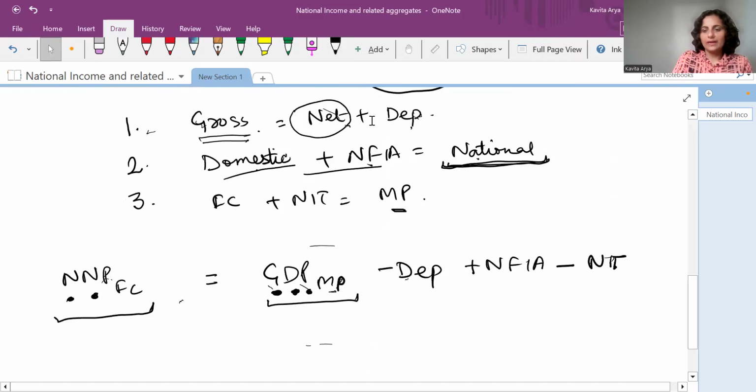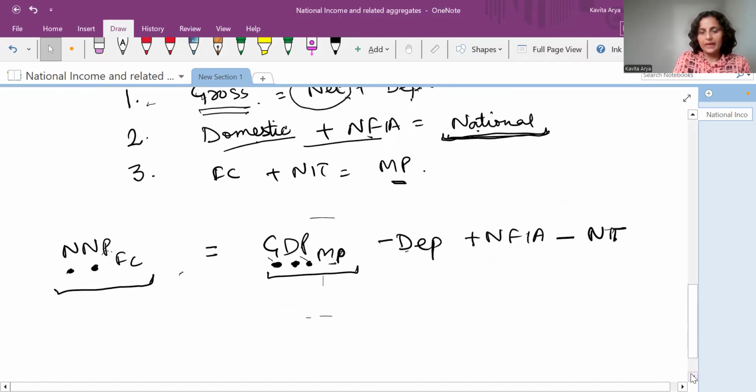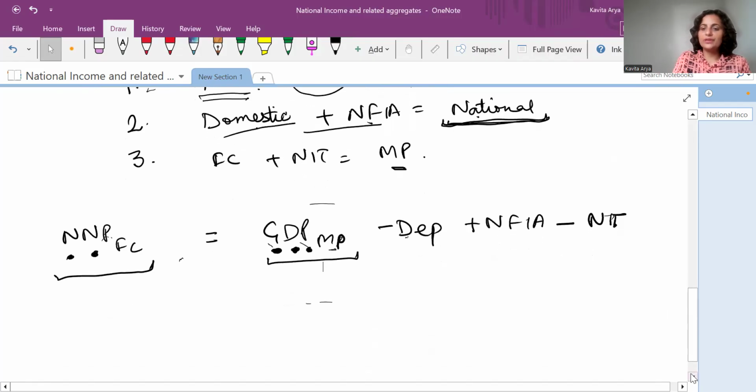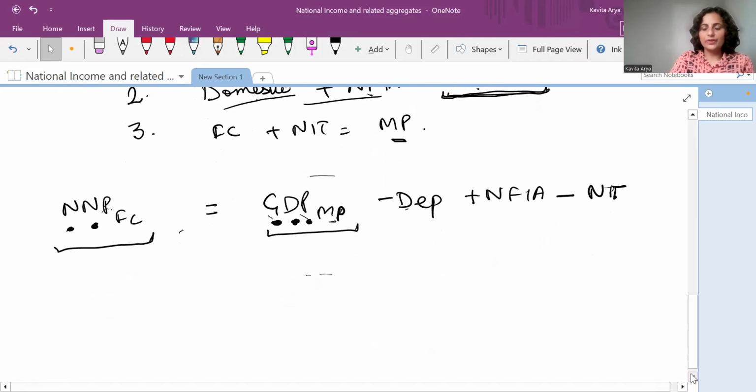Let us go for another example to make it more clear. And these conversions would definitely be an inseparable part of all the calculations and the numericals which you are going to do ahead. So that becomes a base for your national income accounting calculations.